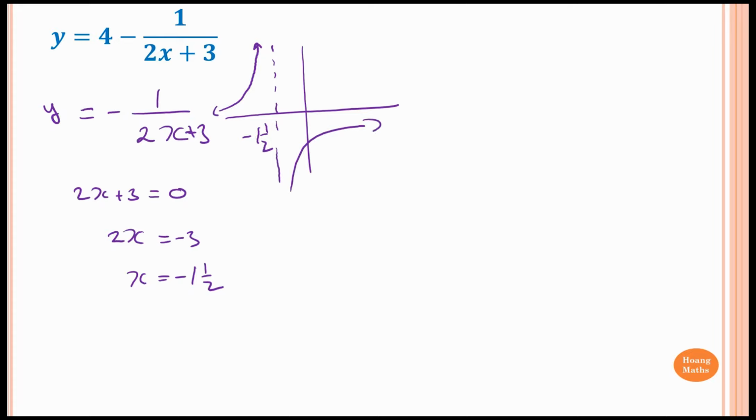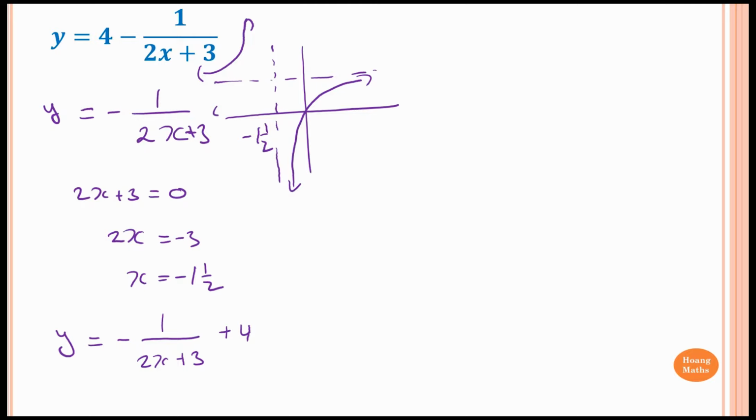There you go. And then remember, y is equal to 4 minus 1 over 2x plus 3 is exactly the same as 1 minus 1 over 2x plus 3, plus 4. So that's what that meant. Therefore, the graph is moved 4 units up. In other words, the horizontal asymptote is moved 4 units up. So the graph will be like this.